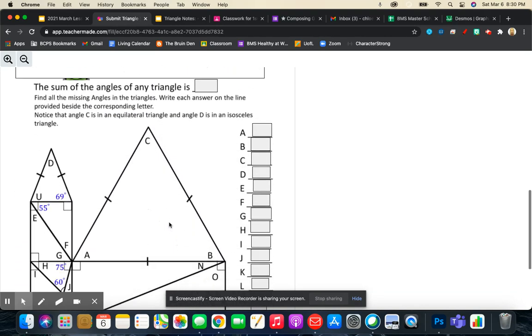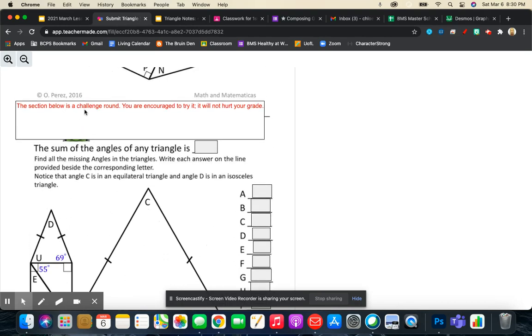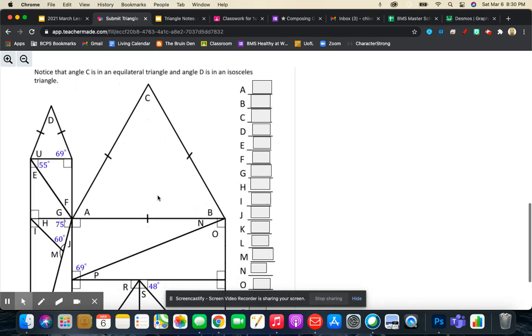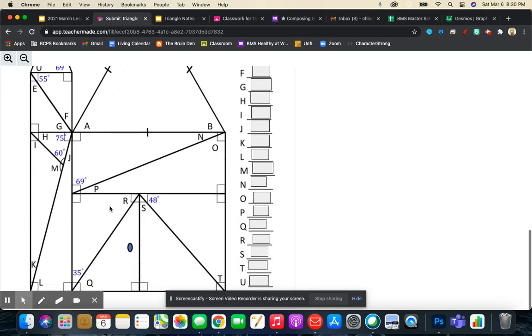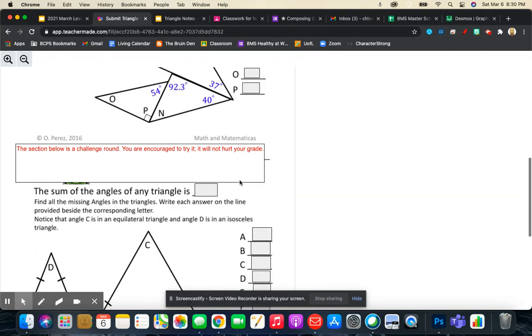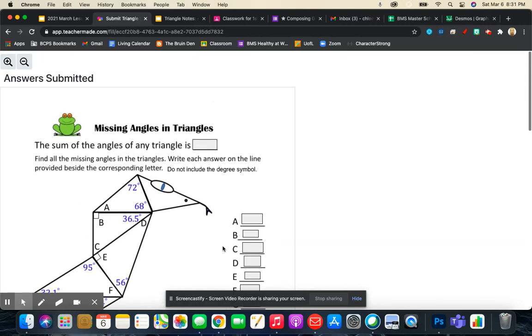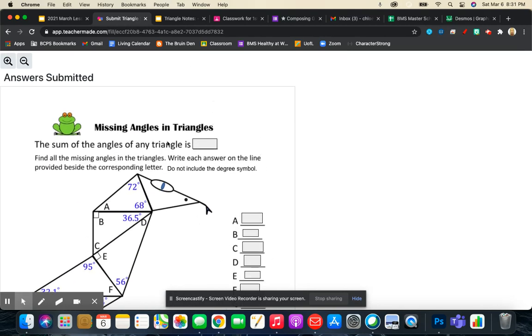The second part down here is a challenge round. You're encouraged to try. It does not hurt you. Try does not mean leave it blank. It means give it your best shot based on what you know. And then hopefully after that we can kind of have a better pace and figure out what's going on. But definitely the second half of this is the challenge round. Give it a shot. If you get a couple wrong, that's okay.